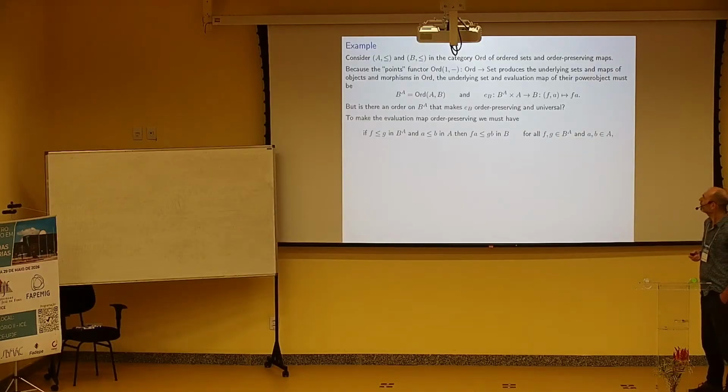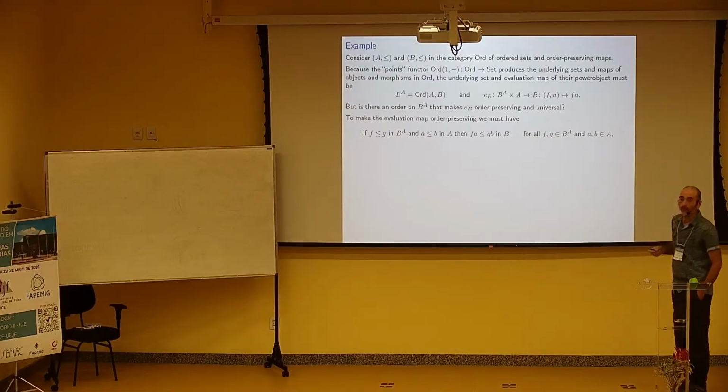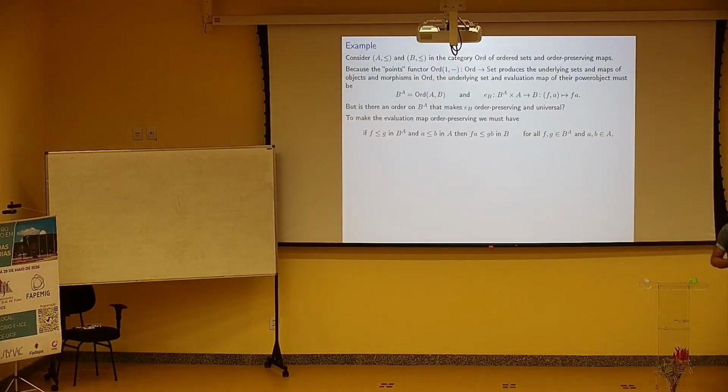Okay? So what would that mean? It would mean to define an order on B to the power A, that's to say to define an order on monotone maps. We have to define this in such a way that the evaluation map becomes a monotone map for the product and is universal.